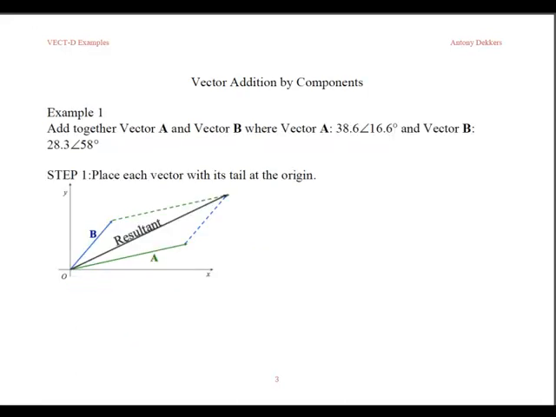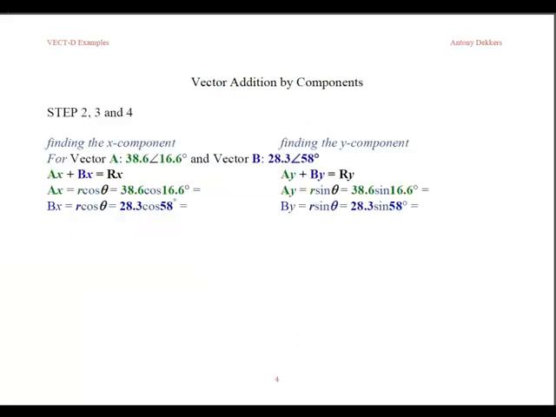So here's an example. We're going to add these two vectors together, vector A and vector B, and they've been given in terms of an angle and their magnitude. So once again, draw a picture. That's what I've done here. And then what we've got to do is find the components of each vector. So let's do the x components of each vector first.